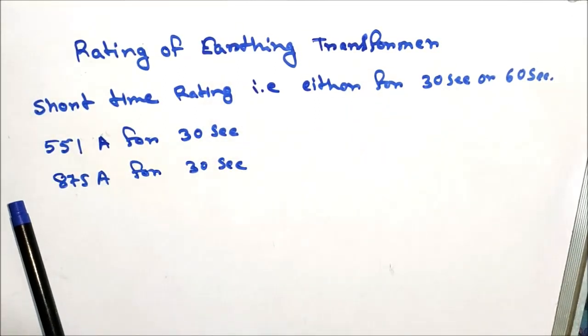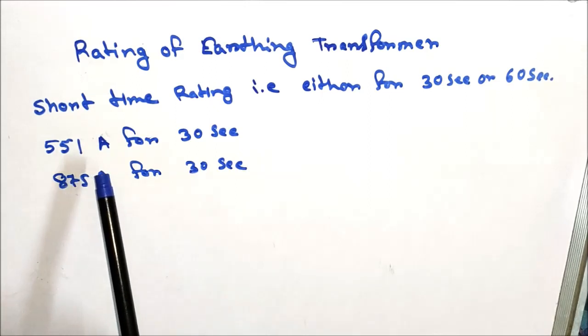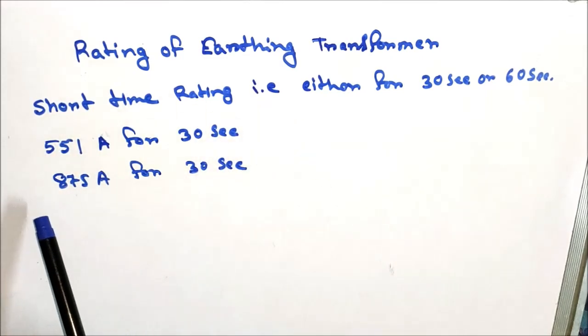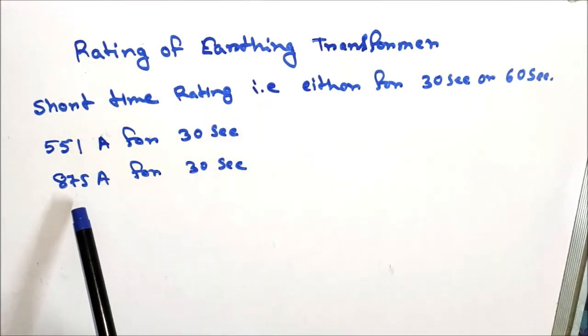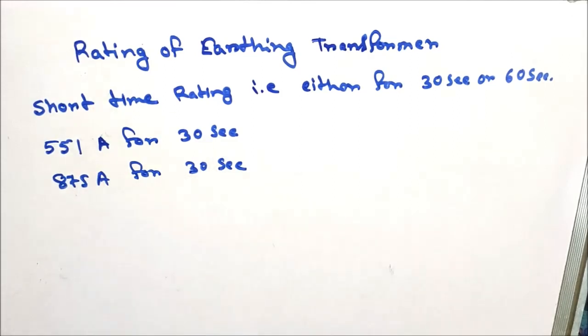So the rating of the earthing transformer can be either 551 ampere for 30 seconds or for 60 seconds. Similarly, it can be 875 ampere for 30 seconds or 60 seconds. This is how the earthing transformer is rated.